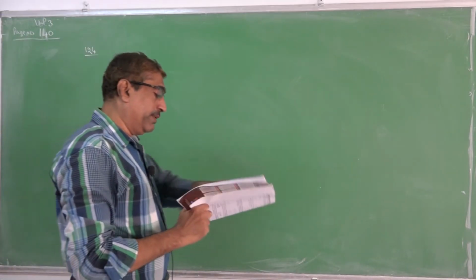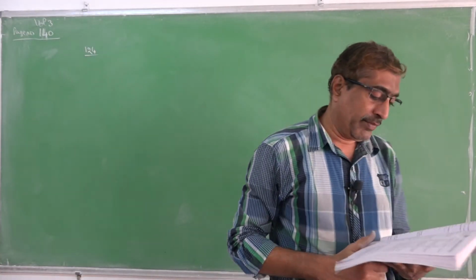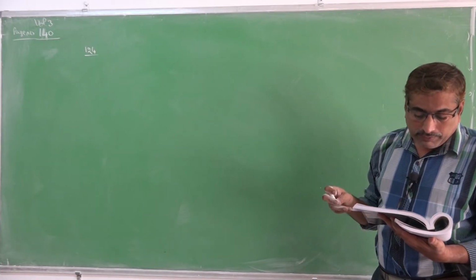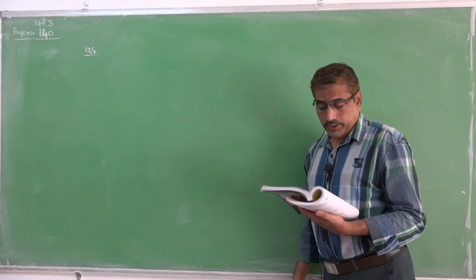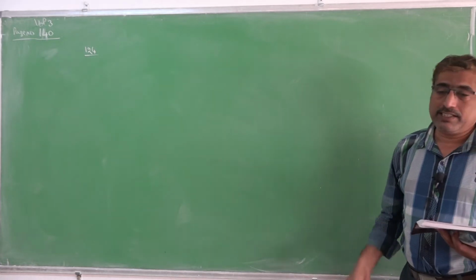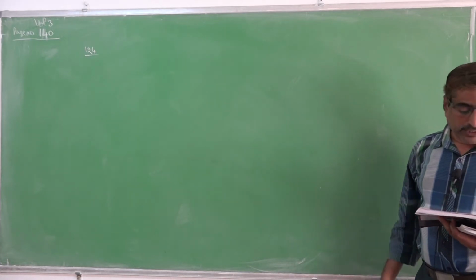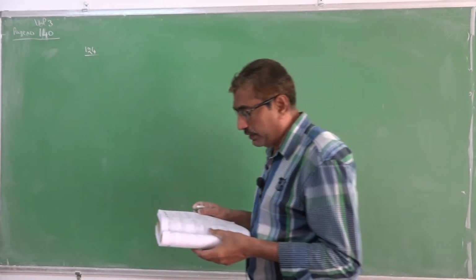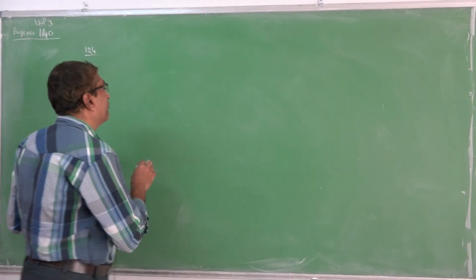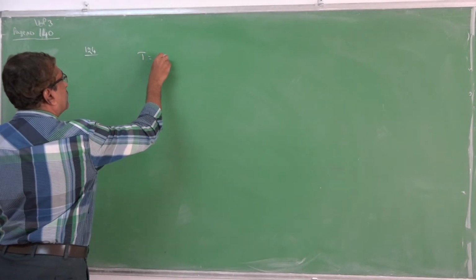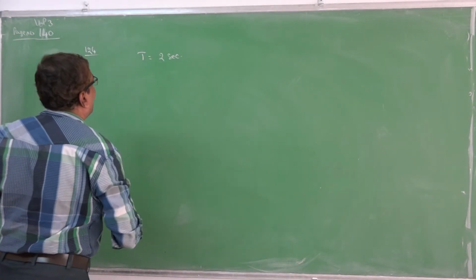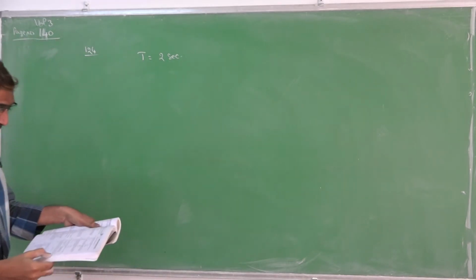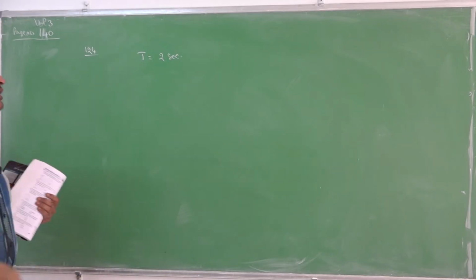A pendulum that beats seconds on the surface of the earth is taken to a depth of 1/4 of the radius of the earth. The time period of oscillation will be... okay, the pendulum that beats seconds, that means the pendulum is a seconds pendulum. So the time period T is 2 seconds, it is given, and this particular seconds pendulum is taken to a depth of 1/4 radius of earth.